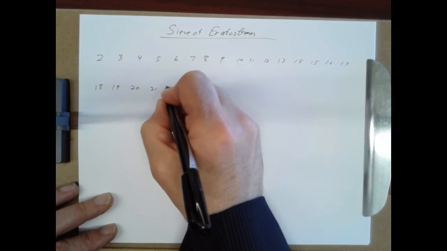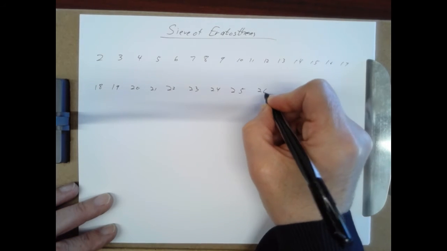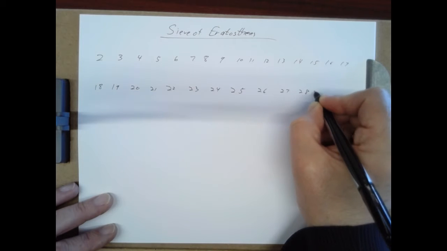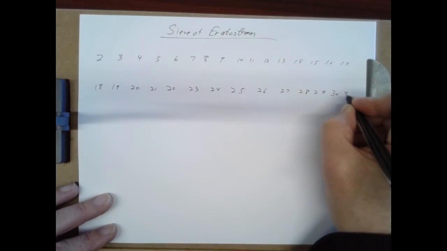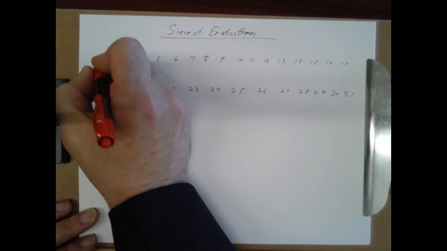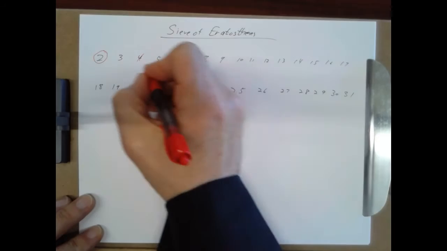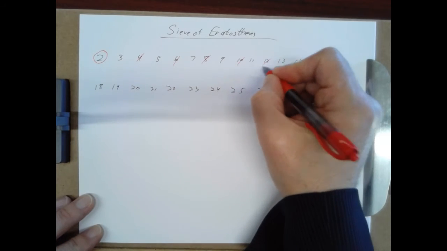I don't know how far I want to go. Go up to 30. Go up to 31. All right, write down your integers. Start with the number 2. Circle that, and then cross out every other number. So every second number gets crossed out.